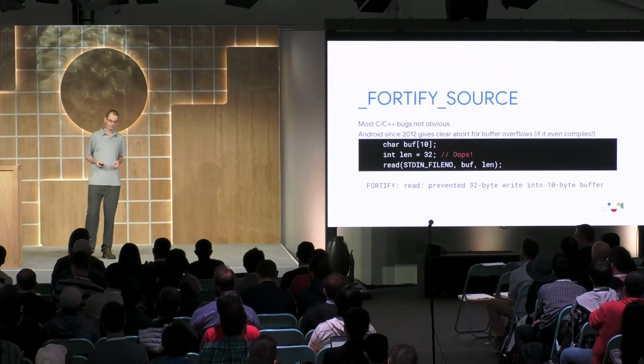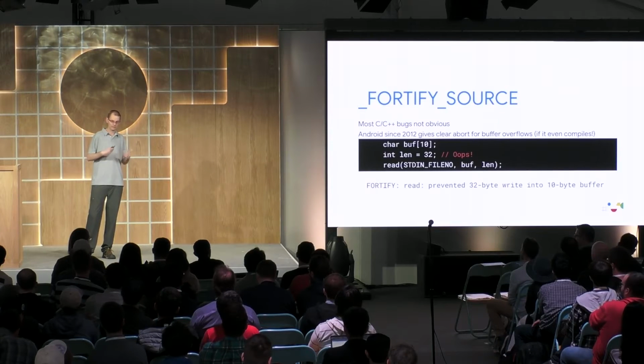If it can't prove it, it'll actually insert a call to a slightly different routine that will do some runtime checking. So in this example, this is something obviously very contrived, but this is something that the static analysis built into the compiler doesn't actually spot.